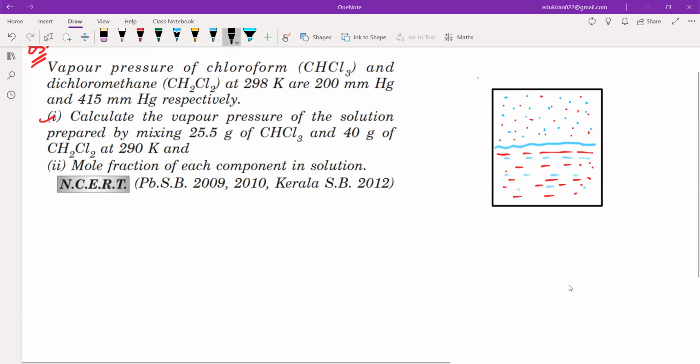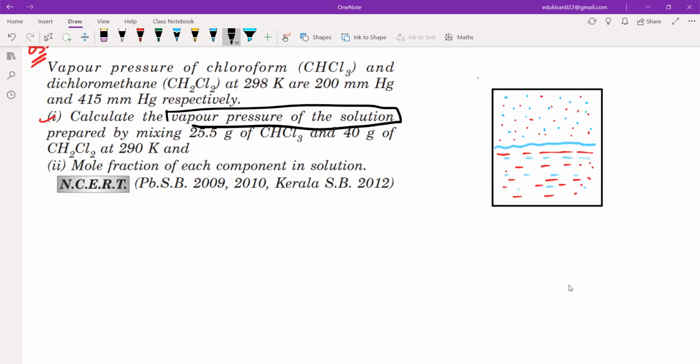Okay. And now what they are asking, calculate the vapor pressure of solution. What they are asking is that whatever vapor is present due to CHCl3 and CH2Cl2 in the solution, what is its pressure?